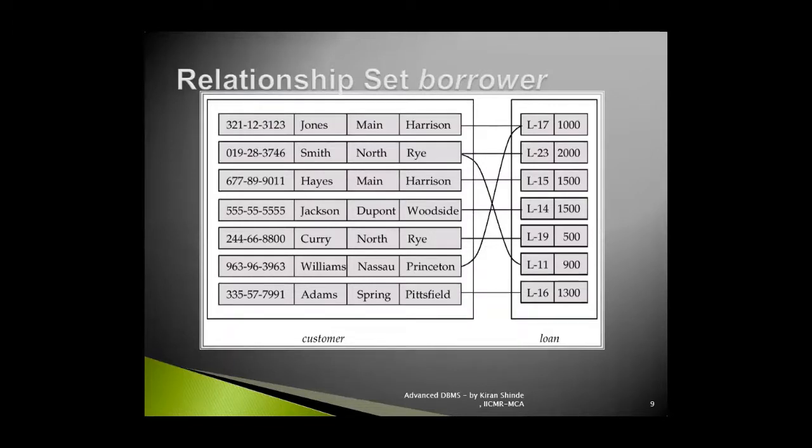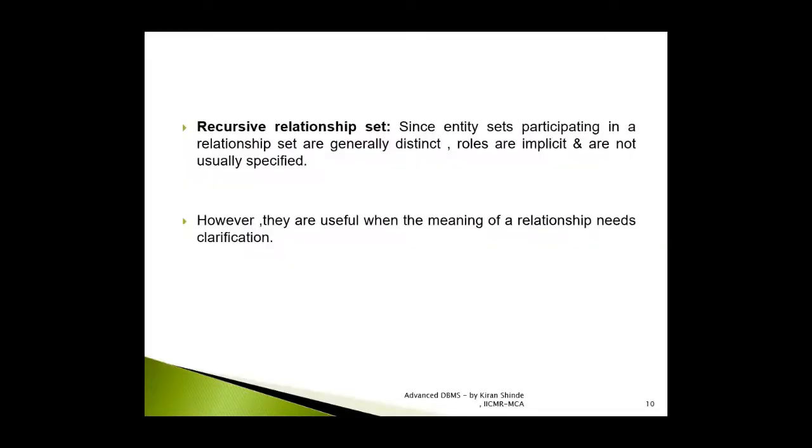Like I said, a customer has borrowed some loan, and with this particular diagram you can understand that the customer Jones has borrowed loan L17, Smith has borrowed L23 as well as L11, and Hayes has borrowed L15. So you can just see and understand. This is nothing but the relationship between customer and loan.